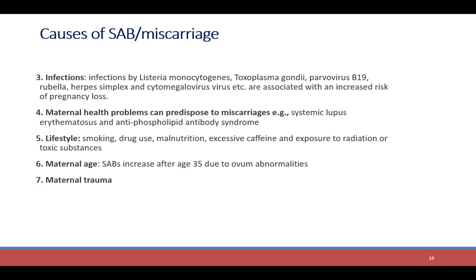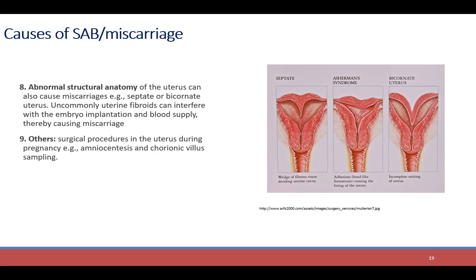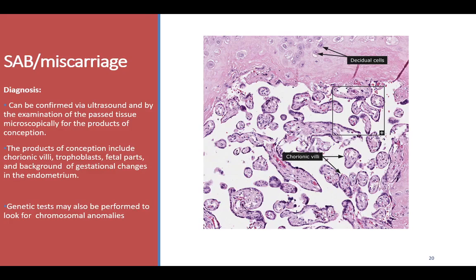Maternal age is important. Spontaneous abortion after the age of 35 is more common than in younger ages. Trauma, any trauma, can end with abortion. Anomalies: there are some anomalies in the uterus. Remember Asherman syndrome where we have adhesions inside, the septate uterus, the bicornuate uterus, all of these abnormalities that can end in miscarriage or abortion.